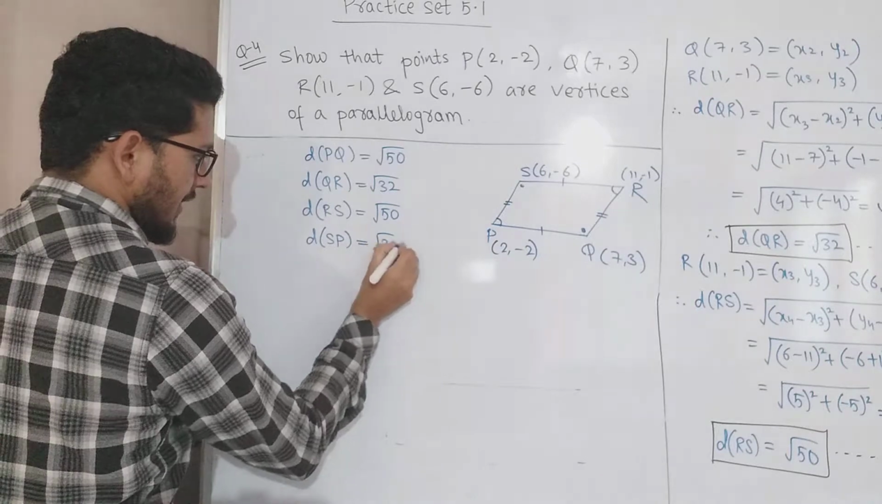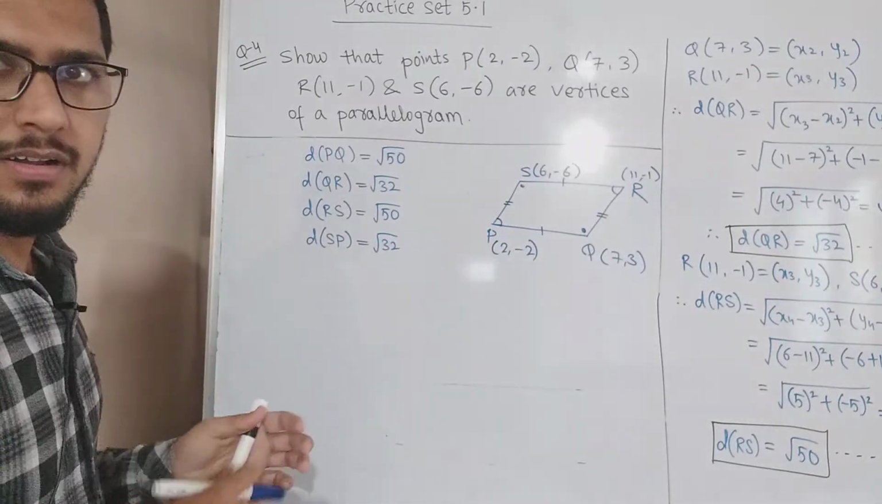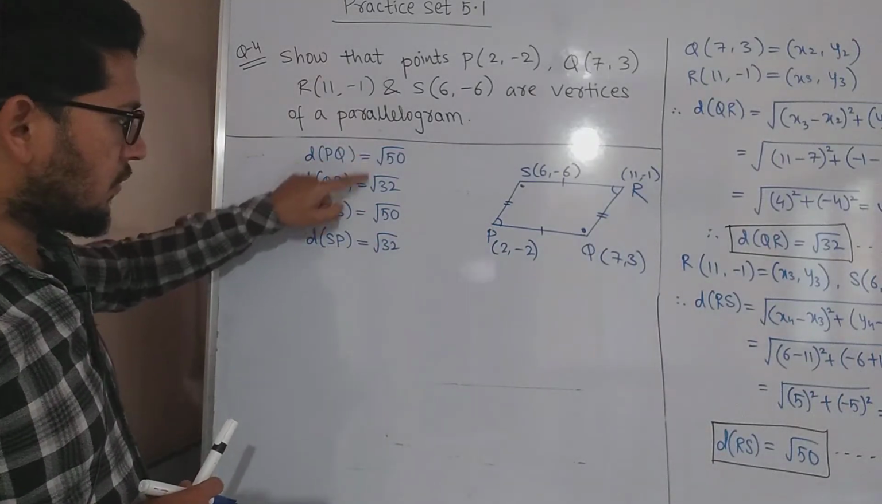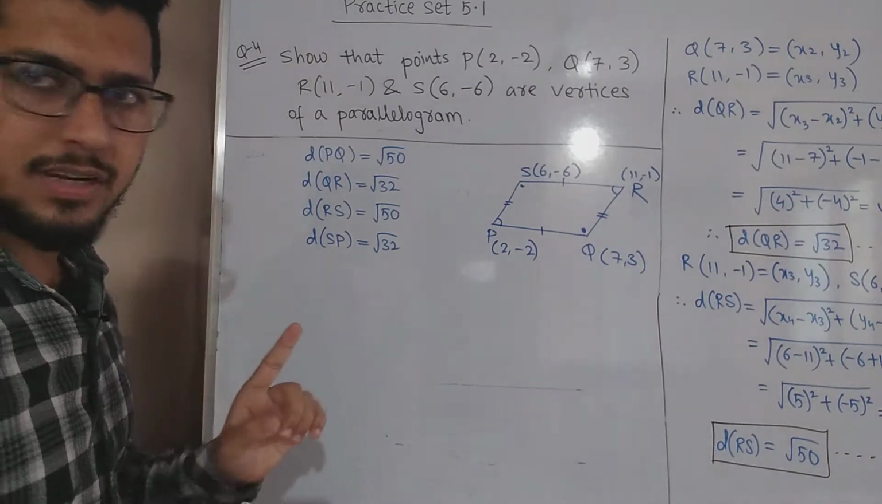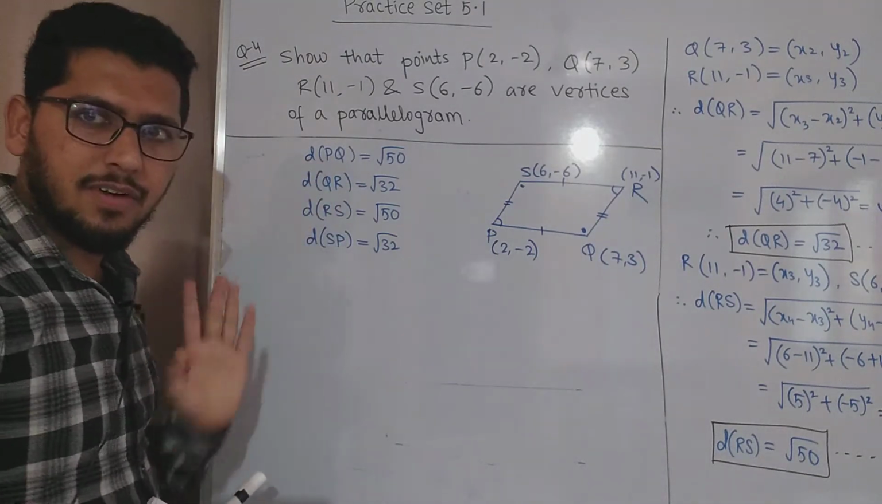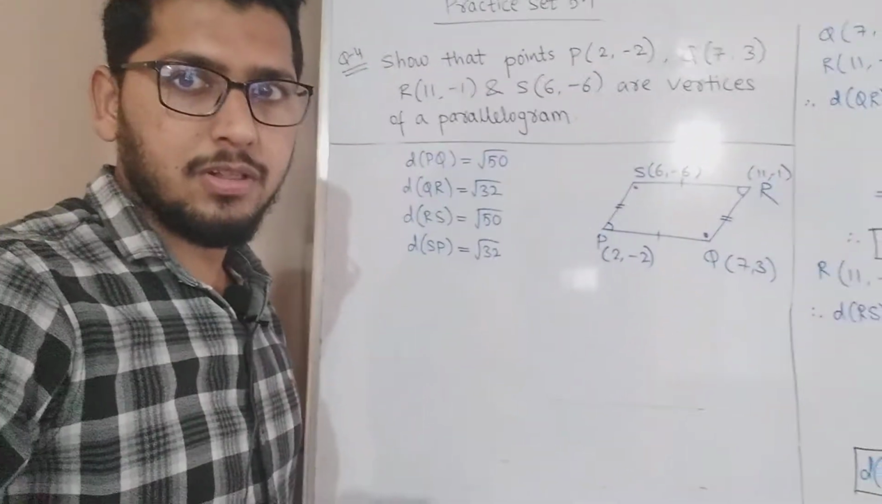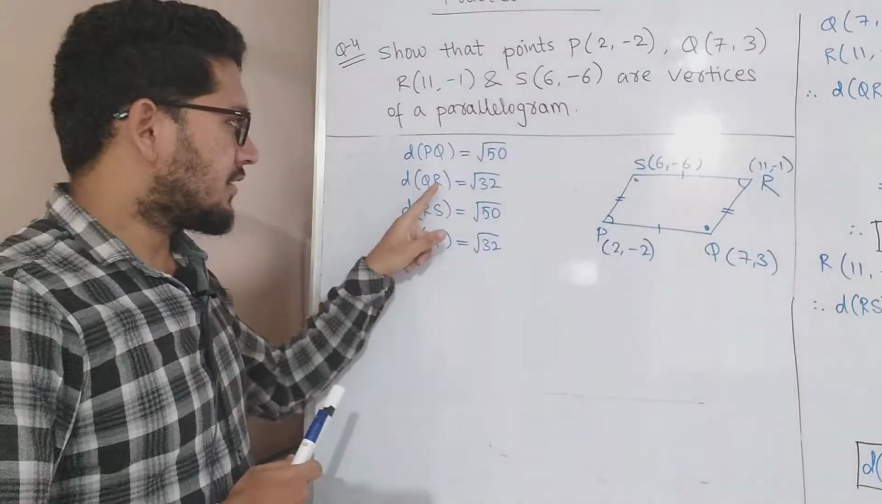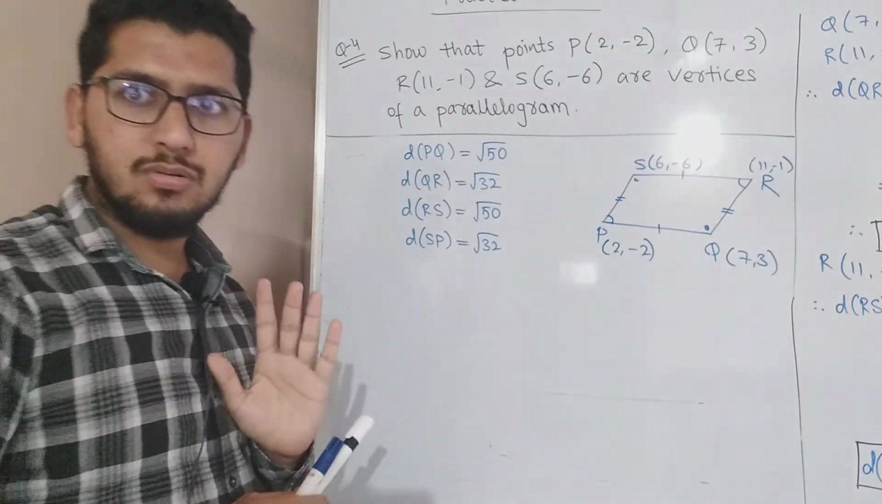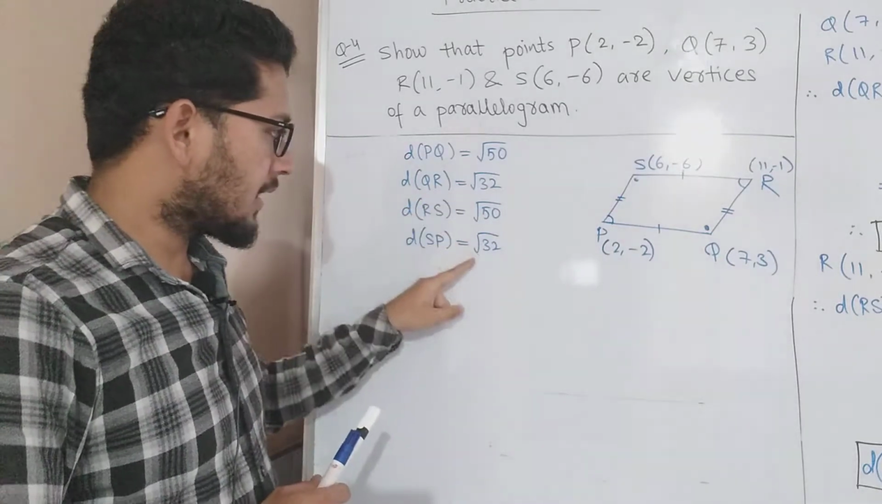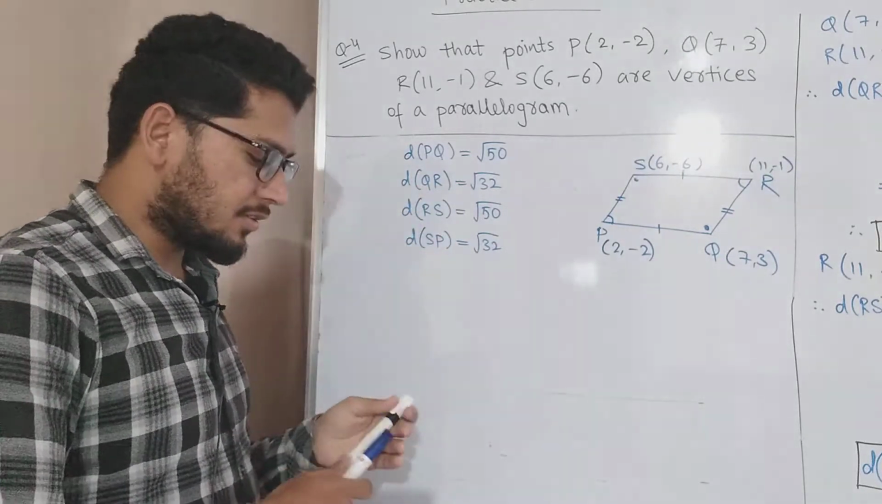तो तुम यहाँ देख सकते हैं, as you can see here, okay, these two are root 50, equation number 1 and 3. तो from equation 1 and 3 distance of PQ, distance of RS दोनों भी कितना आ रहा है, root 50. और उसके बाद तुम अगर देख सकते हैं distance of QR is root 32, distance of SP is root 32. तो दोनों को कंपेयर करेंगे, so you will get distance of QR is equal to distance of SP.